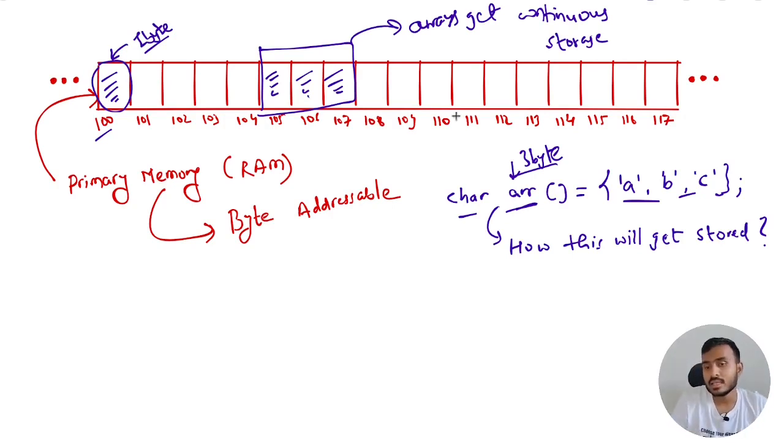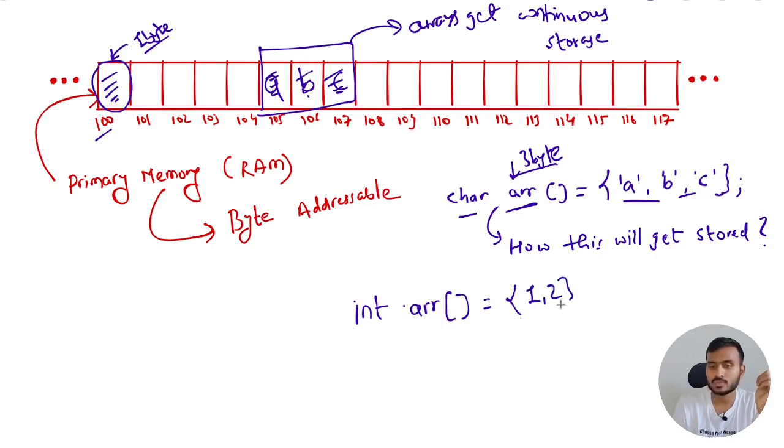Now in this case, this array is going to require 3 bytes of memory and we have 3 elements. So A will be stored here, B will be stored over here, and C will be stored over here. In this way the array elements are going to be stored. Now let's consider a different scenario. Let's say I have a different array with the name arr, and in that array I have 2 elements, 1 and 2.